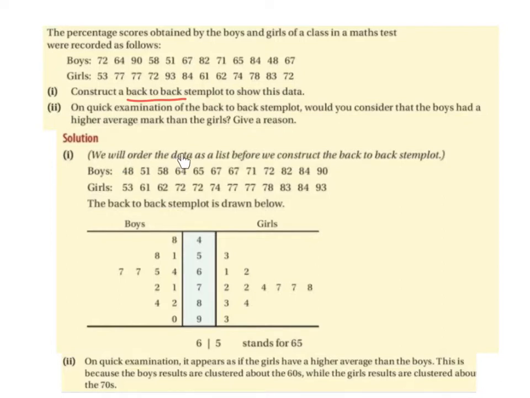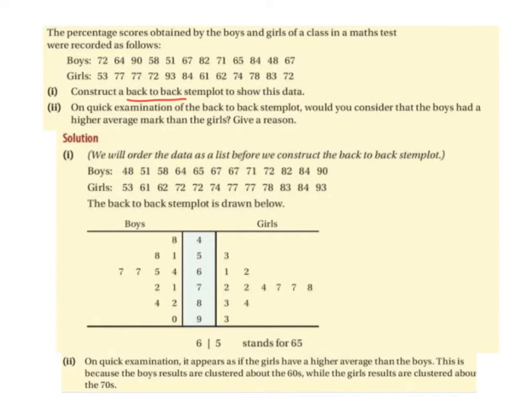We will order the data as a list before we construct the back-to-back stem plot. So the boys ordered from smallest to largest, and then the girls ordered from smallest to largest. Next we have to see what is the smallest value in our range. So 48 is the smallest value, so our stem will start at 4. And 93 is our largest value, so our stem will go up to 9. So we fill in the rest, 5, 6, 7 and 8. You can have boys on the left and girls on the right, or vice versa. In this example, the boys are on the left and the girls are on the right.